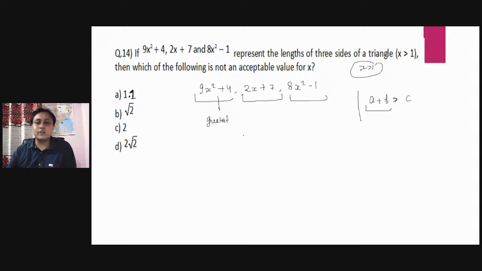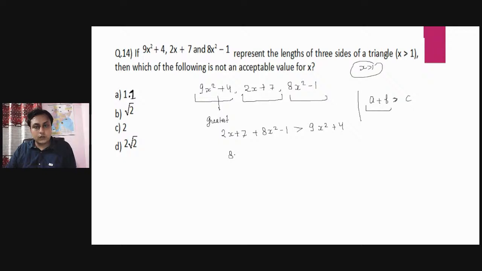So guys, in this case when you apply this property, what will we get? If the two shorter sides are greater than the longest side, then the remaining conditions are automatically fulfilled. Whichever two sides you take, 2x plus 7 plus 8x squared minus 1 greater than 9x plus 4.